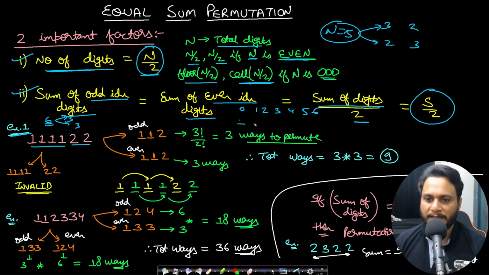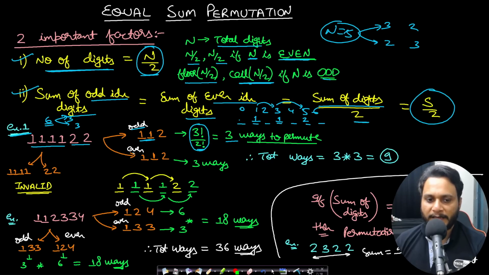These are the indices. So when I say odd, that means 1, 3 and 5. At these positions we can place 1, 1 and 2. And in how many arrangements can I place them? 3 factorial by 2 factorial. That means 3 ways, because 1 is repeating 2 times, so you have to divide by 2 factorial, right?